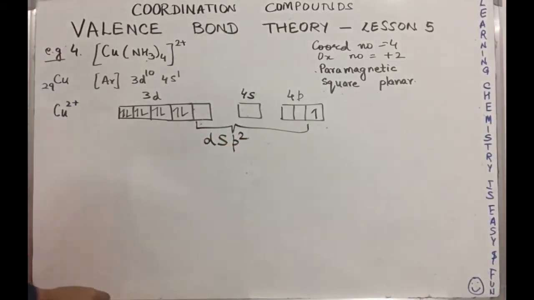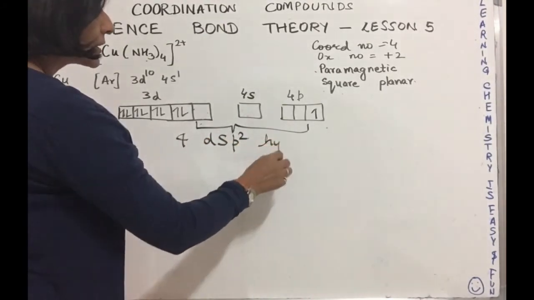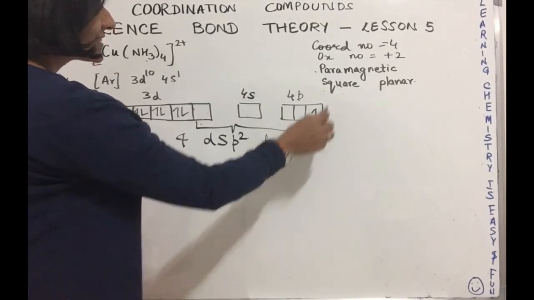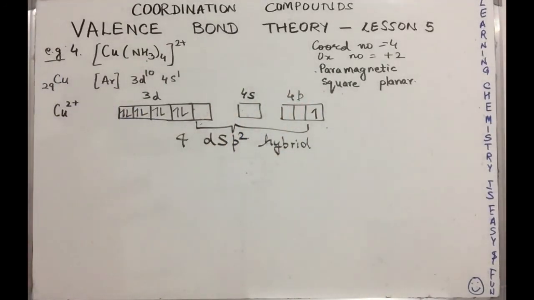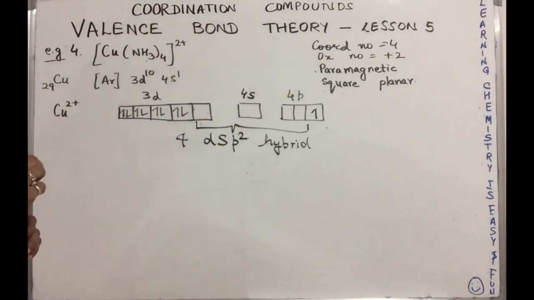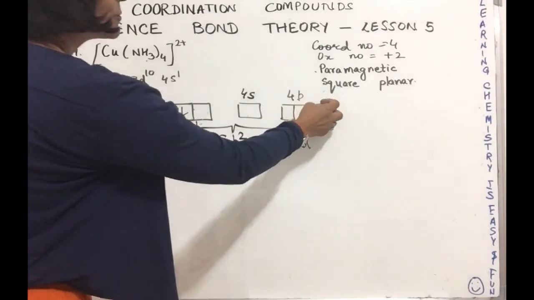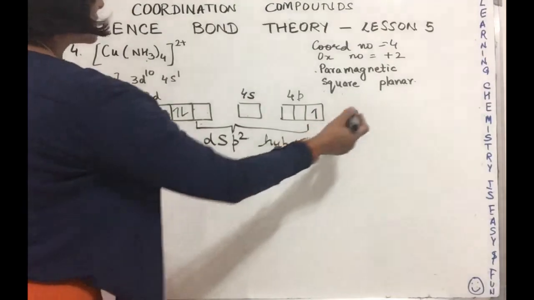And dsp2 hybridization means 2, 3, 4. 4 dsp2 hybrid orbitals means, yes, square planar geometry. Unpaired electrons means paramagnetic behavior. What more do we want? There's a problem here. If we are saying that this unpaired electron is in 4p, that means it's lying a little towards the outer part of the house. It's bound to be attacked by mosquitoes. It is bound to be taken away by some other groups.